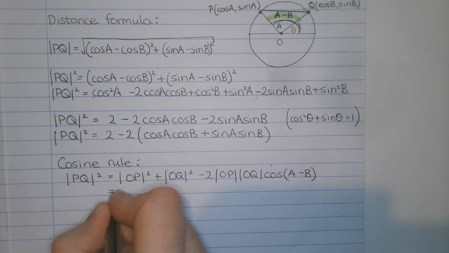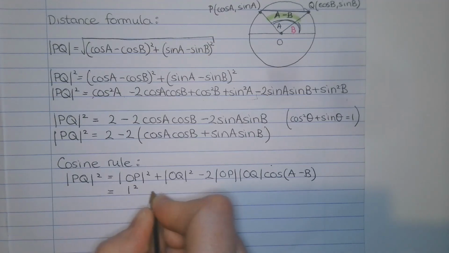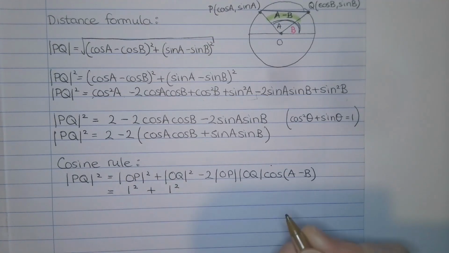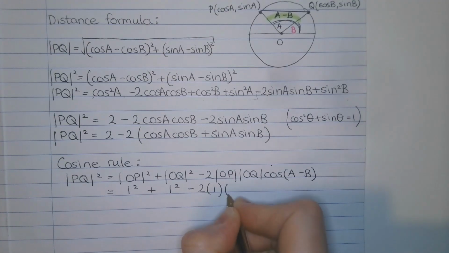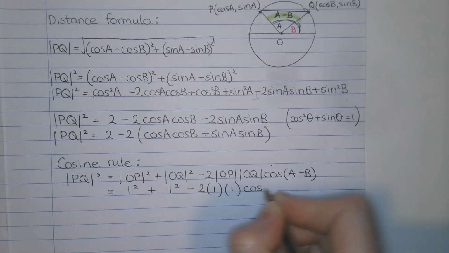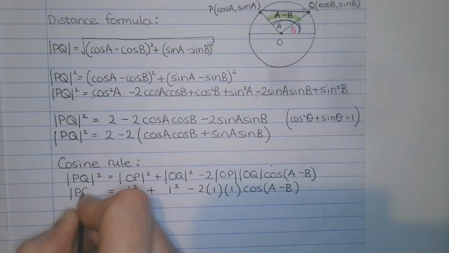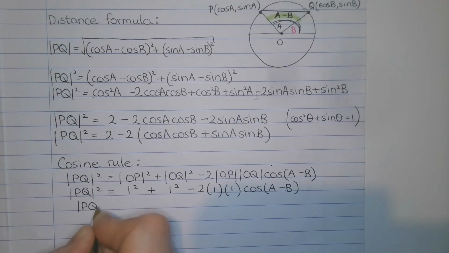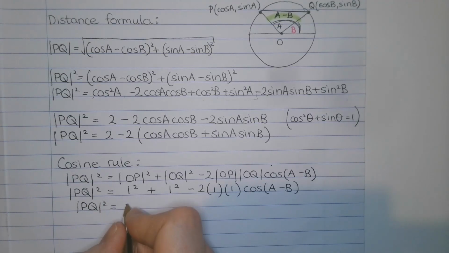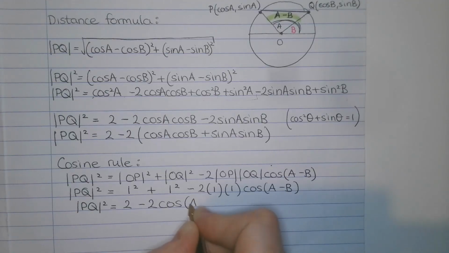Filling in what we have for that, we know that OP is the radius of the unit circle, so that's 1 squared, plus again 1 squared for OQ, minus 2 times 1 times 1 by the cos of A minus B. So we can say that PQ squared is equal to 2, bringing those together, minus 2 times the cos of A minus B.